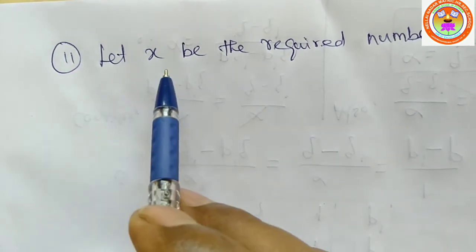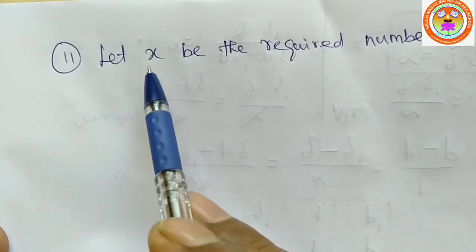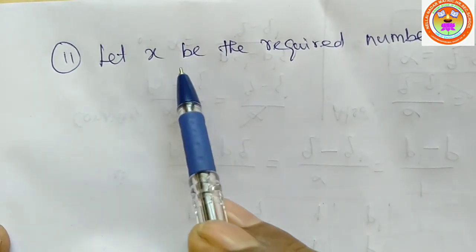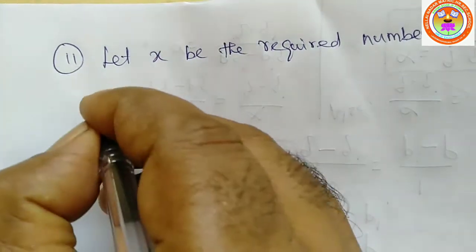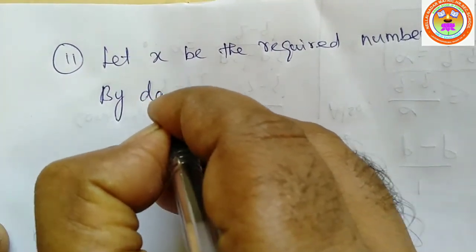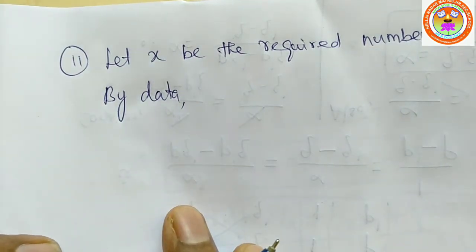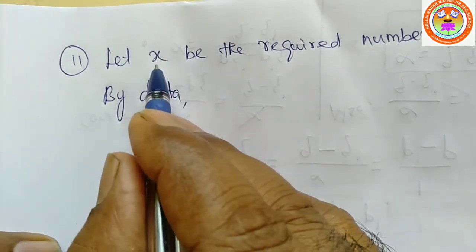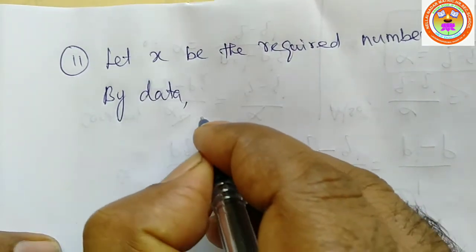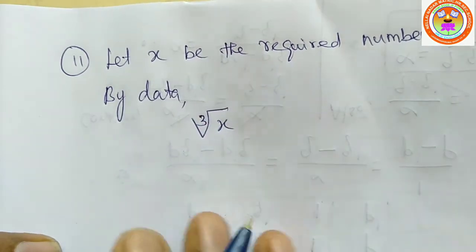So let us take the required number, that is x. So let x be the required number. So by data, according to the problem, what is given? The cube root of a number. The cube root of this number is cube root of x. See, it is given.